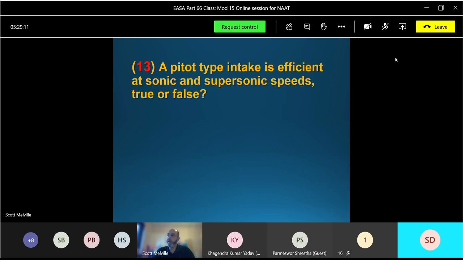A pitot type intake is efficient at sonic and supersonic speeds. True or false? Now you'll never get a true or false question in an exam, as nice as that would be, so read the question, just a bit of fun. False. Yeah, you're correct. It's only subsonic speeds. It can do transonic, which is transitioning speed, but anything above that, the aircraft's going too fast. It's probably going to die with a crash. It's not so good.